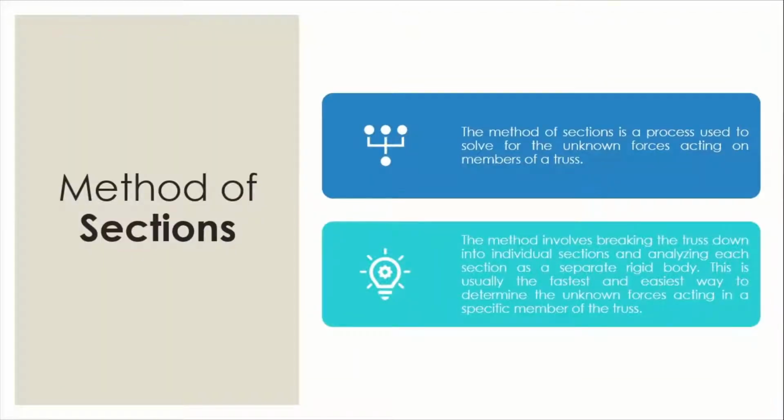Now we proceed to the method of sections. The method of sections is a process used to solve for the unknown forces acting on a member of a truss. The method involves breaking the truss down into individual sections and analyzing each section as a separate rigid body. This is usually the fastest and easiest way to determine the unknown forces acting in a specific member of the truss.